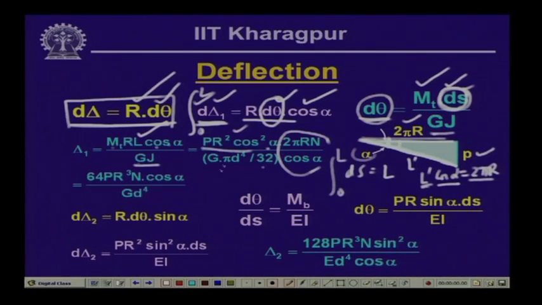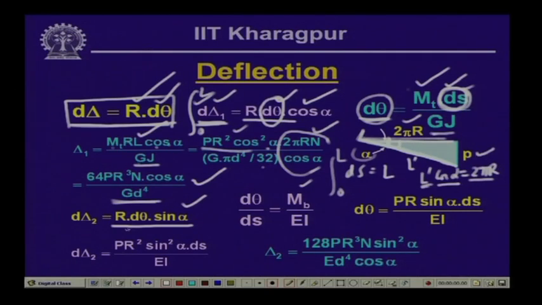So, if we simplify this particular expression, this comes as 64 P r cube n cos alpha by G d to the power 4. So, this is the value of delta 1, the deflection that the spring undergoes because of the twisting moment M_t, which is equal to P r cos alpha. Now, because of the bending moment, which is equal to P r sin alpha, we will have the component in the vertical direction, which will cause the deflection in the vertical direction, equal to r d theta sin alpha.